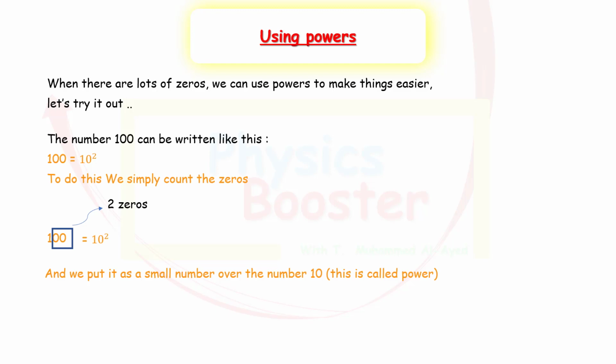But it's very important to keep in mind that this 2 does not mean that I have 3 zeros now. No, just imagine that 10 is just like a base or a symbol or whatever. And then just put the number of zeros up and say it's 10 to the power 2. And this can be read as 10 to the power 2.